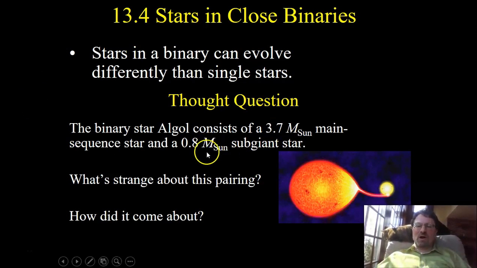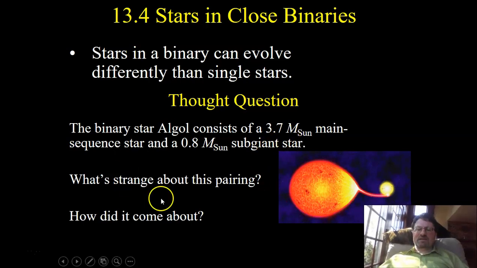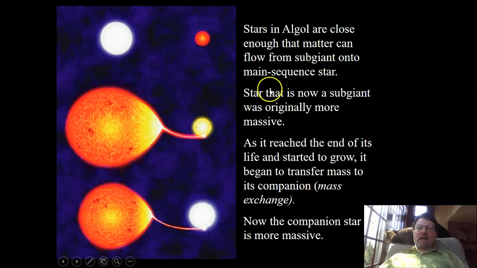The lower mass star is in a later state. It's a subgiant already, whereas the higher mass star is still back on the main sequence. So how is it that a system like this came about? Well, what you can imagine is a sequence of events like these, where you have two main sequence stars in orbit around one another.